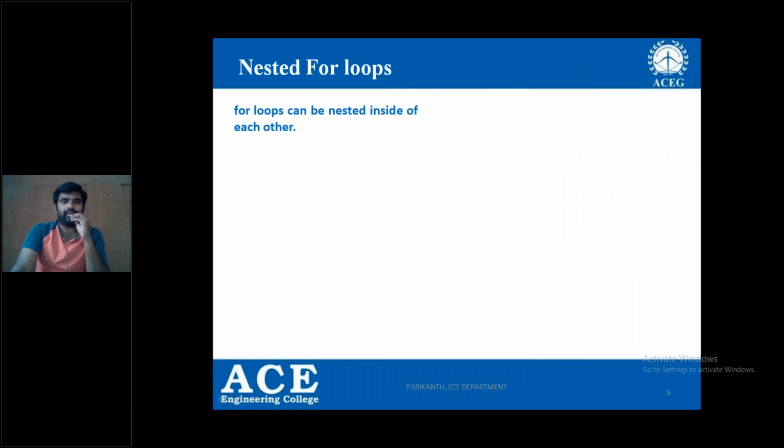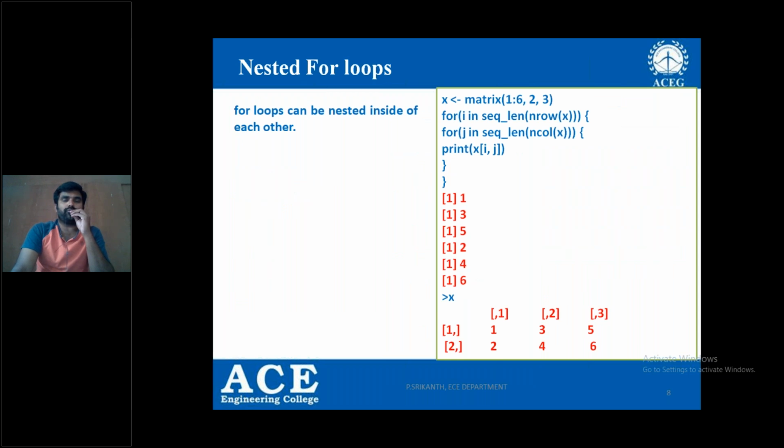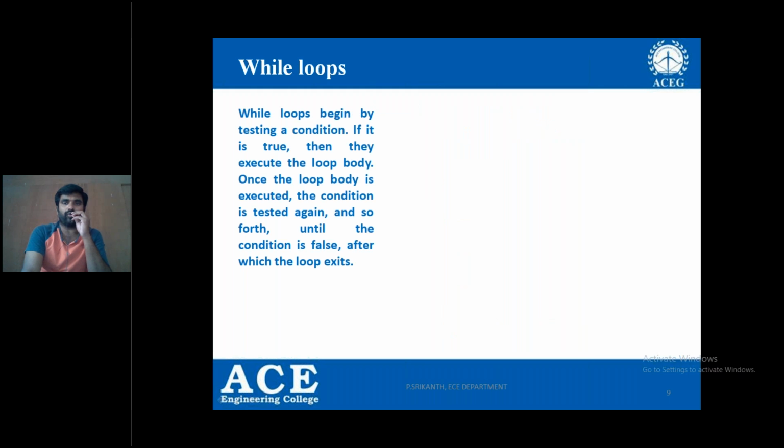Right. And similarly, we can use more number of for loops, especially for matrix operations. You are all aware of it actually here. For calling a matrix or for representation of a matrix, I'm just using two for loops here. That is called nested for loop.